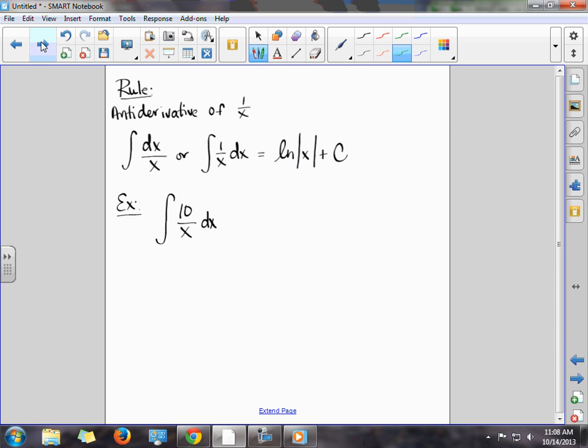So let's try a couple more rules. A really neat one, just like how neat it is that the derivative of ln x is 1 over x. Now we put these absolute values here because you can't take the natural log of a negative number. So it's just a restriction on the domain. So then if we take the antiderivative of 1 over x, we get ln of the absolute value of x.